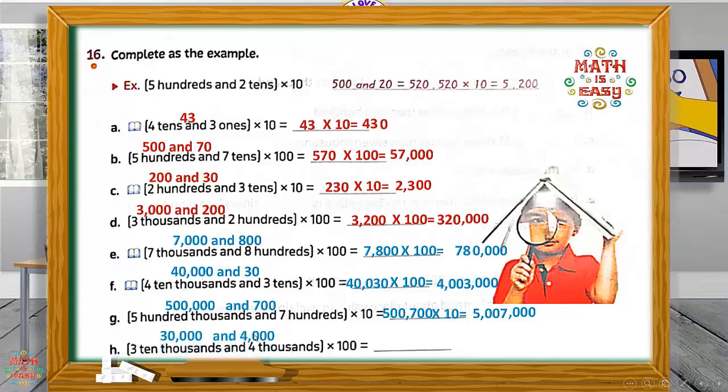Last one, 3 10,000s means 30,000. And 4,000s means 4,000, like this. Make addition. We have 3 zeros here and 3 zeros here. 4 plus 0 equals 4, 34,000. Times what? Times 100. Write 100. How many zeros do we put out? We have 5 zeros. And 1 times 34 equals 34.